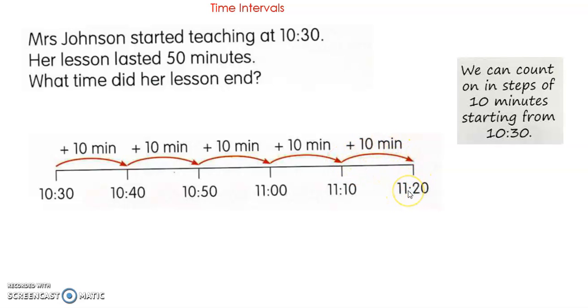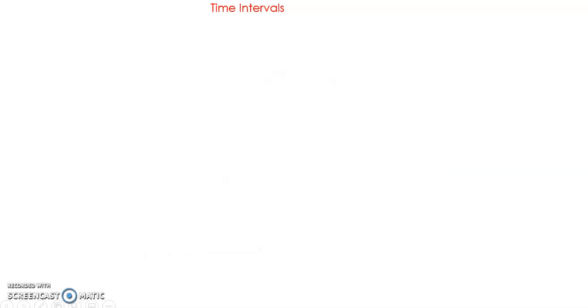So this becomes 11:20. What we just did is that we counted 50 minutes, as shown in the question, because Mrs. Johnson took 50 minutes to teach. This brings us to the answer: her lesson ended at 11:20, because we just finished counting 50 minutes with the time 11:20. Now we are going to have the last question.